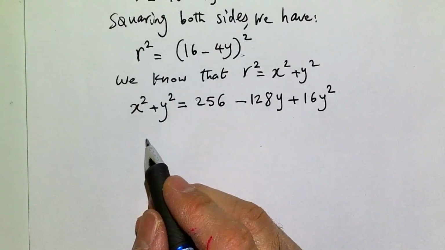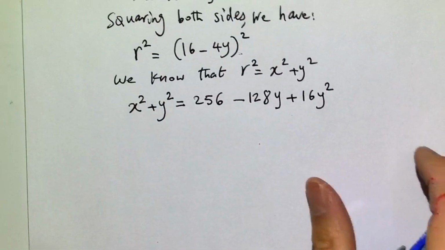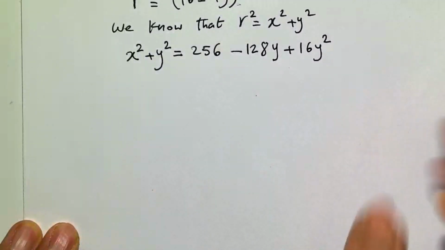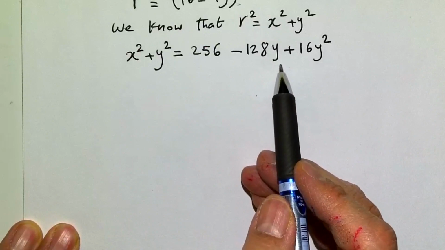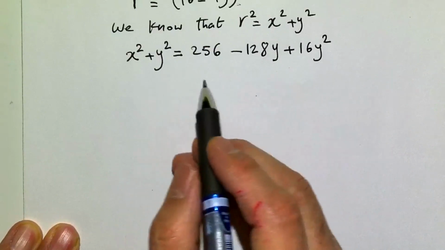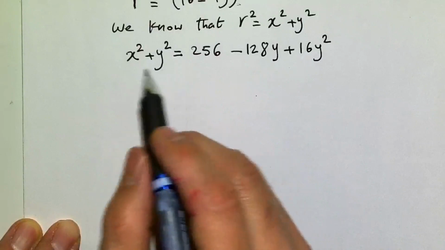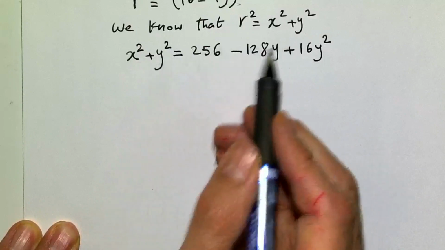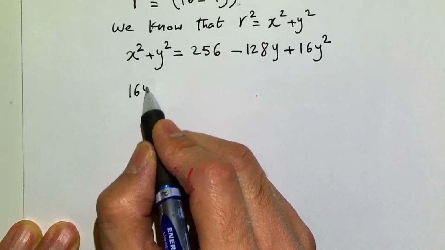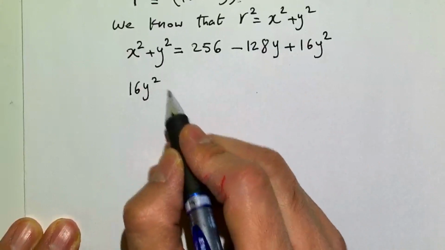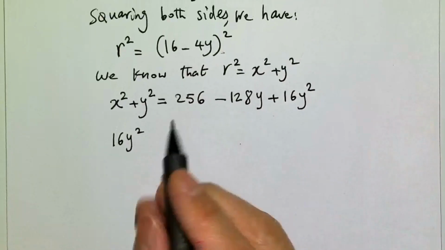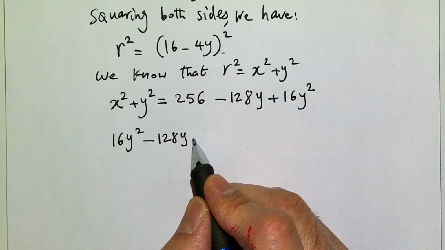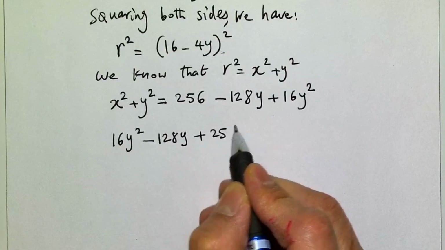And then, so once again, let's move everything to one side and set it equal to 0. So what do we have here? Okay, so I'm going to move these to that side just because there are fewer terms to move. So 16y squared, those three stay on that side, minus 128y, and plus 256.